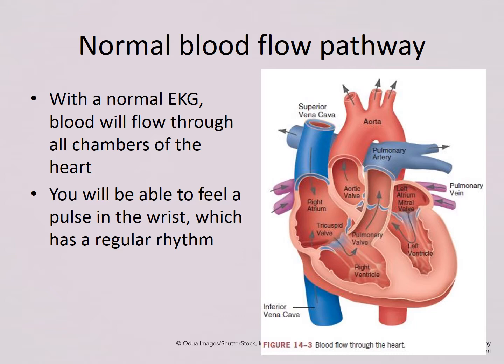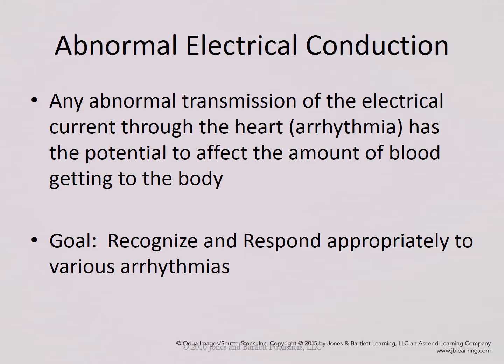So with a normal EKG, like we looked at on the previous slide, the heart is going to pump normally. You'll be able to feel a pulse in your patient's wrist, and it should be of a regular rhythm. Let's go on. Now, abnormal electrical conduction, any abnormal transmission of the electrical current through the heart, that's an arrhythmia, has the potential to affect the amount of blood getting to the body. So it could possibly affect how well your heart is going to pump, or the manner in which it's going to pump.